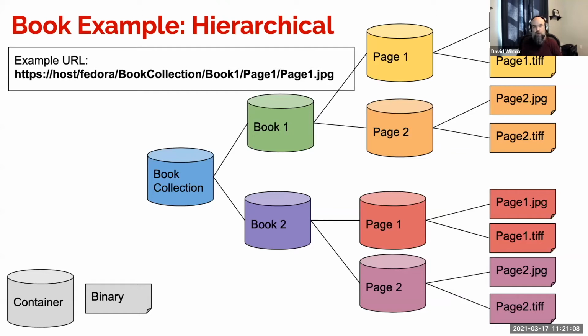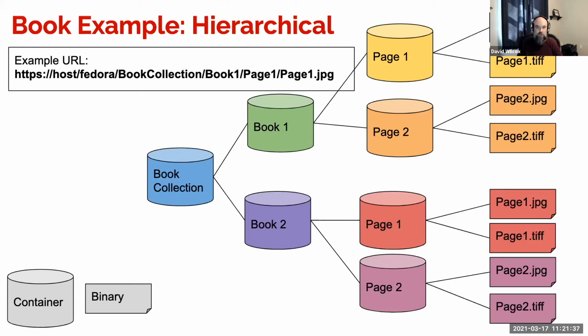And so in the Fedora context, you might have a book collection. That collection is itself a container. It probably has some properties that describe it, at least the title of the book collection. And then within that collection, you may have one or more books. The top level book is a container. It probably has some metadata that describe it, like the title and the author and publication info, etc.